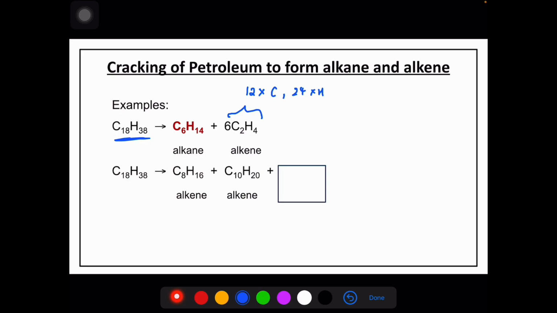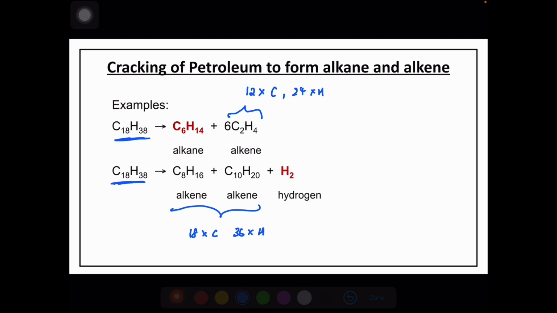Very, very straightforward. Right? So you'll be given an equation, there'll be a blank, and you derive what is the product that's being formed. The second one, C18H38. This time around, you form a C8H16 plus a C10H20. So in total, you already have 18 of the C and you have 36 of the H. Right? So then if you look at the original formula, that means you're only left with hydrogen H2, and that's it. So that is what cracking is about. Know about the importance and know about how to construct the equation.